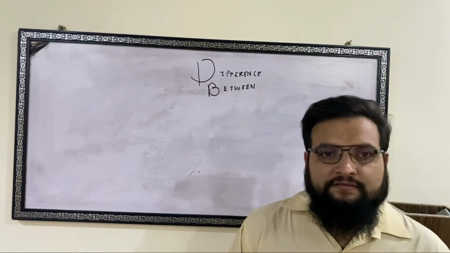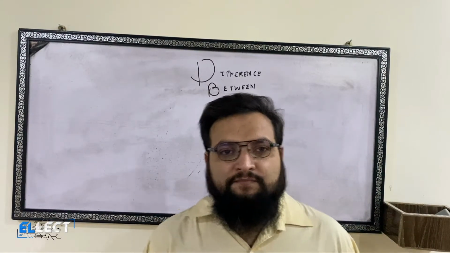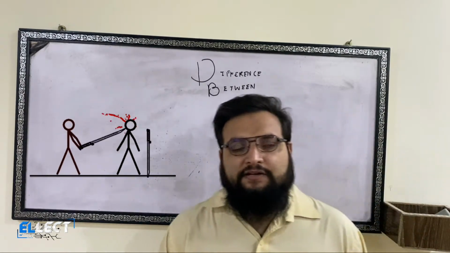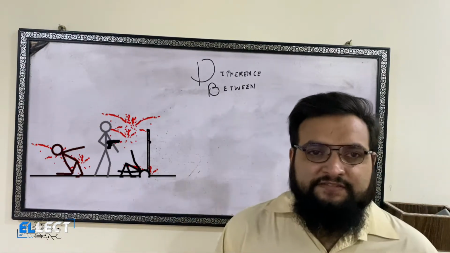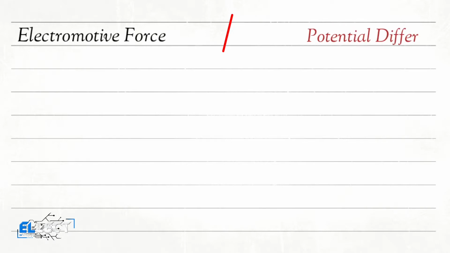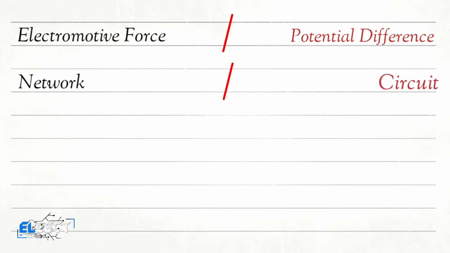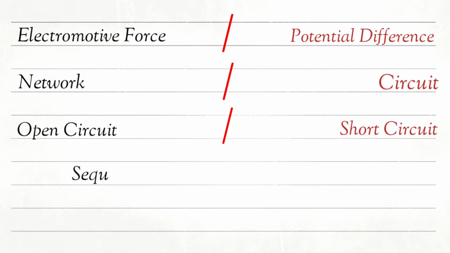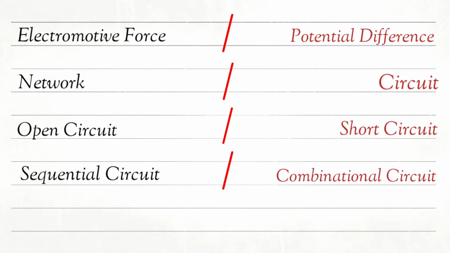Today we are discussing the difference between some quantities. It means that today we will discuss EMF versus PD, that is electromotive force versus potential difference, network versus circuit, open circuit versus short circuit, sequential circuit versus combinational circuit, alternating current circuit versus direct current circuit.